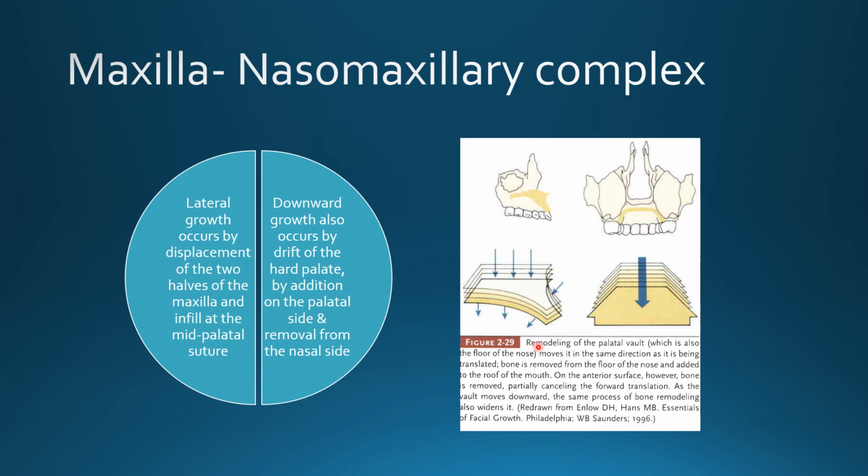The downward growth of the palate, actually it goes additively to the growth of the maxilla. As it grows forward and downward, there is also addition of bone on the palatal surface from the palatal side and removal from the nasal side. So it also helps push the palate to move further down. Okay, but when we talk about laterally, we also say that for the mid-palatal suture, there is a tension on the two palatal halves to go laterally, and then there will be bony infill in the mid-palatal suture.